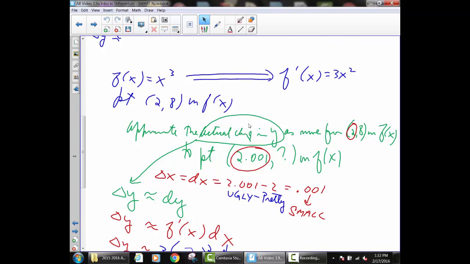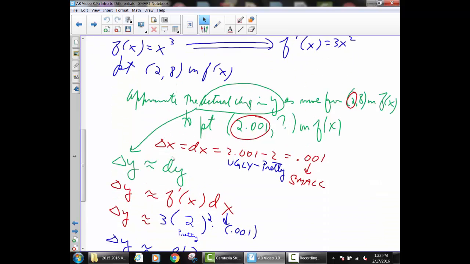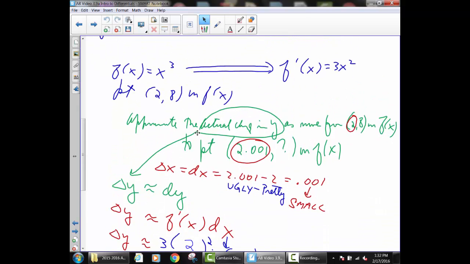Okay. Now, here's an example of how this is used. So let's take that function, f of x equals x cubed. Its derivative, by the way, is 3x squared. Let's look at the point (2, 8) on the graph of f of x. It might say the following: approximate the actual change, but approximate it. So emphasis on the word, don't find the actual change, but approximate the actual change in y as x moves from (2, 8) on the graph of f of x to a point (2.001, whatever it is).